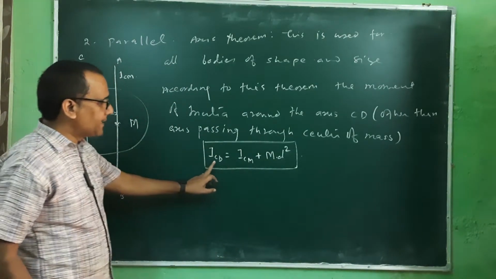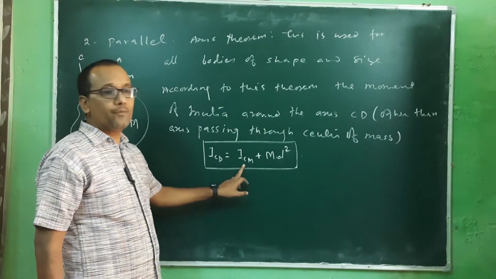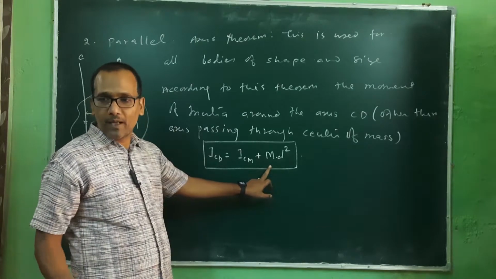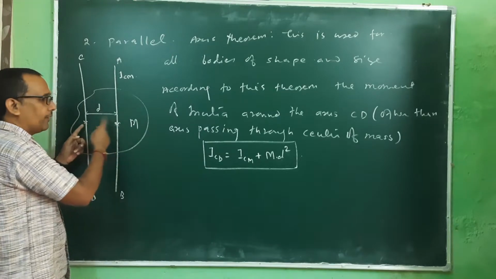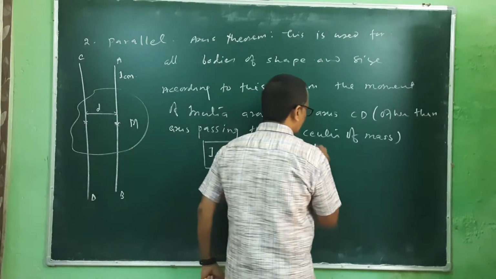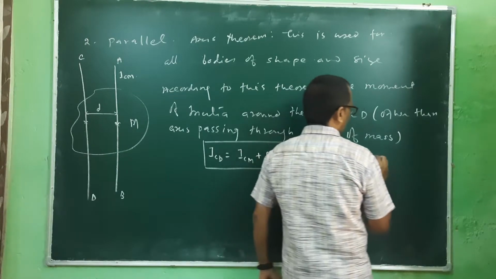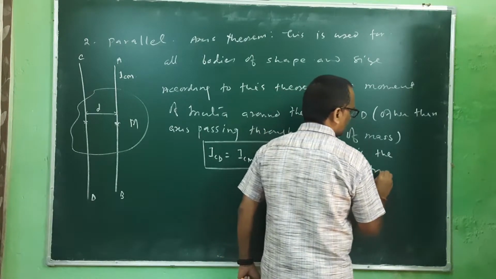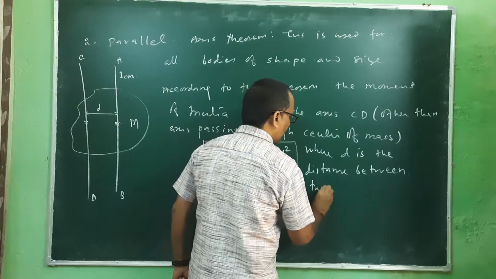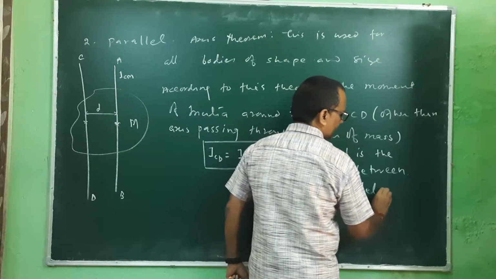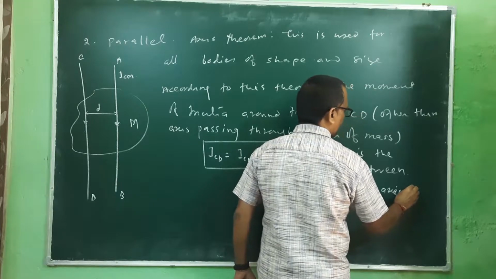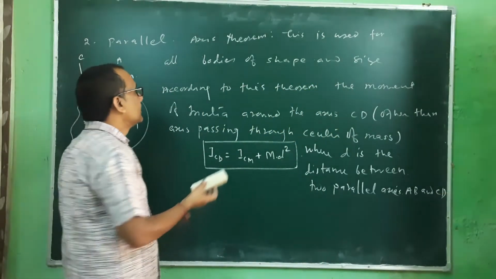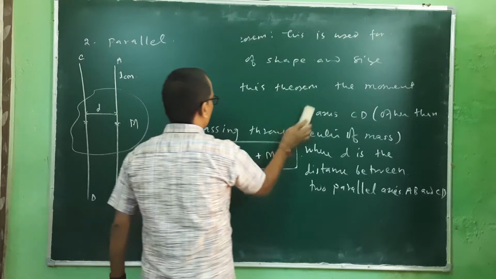Okay, so this is ICD, and it is equivalent to ICM, the moment of inertia around the axis passing through the center of mass, plus m, the mass of this complete body, multiplied by d square, where d is the distance between the two parallel axes, AB and CD. Its derivation is also simple.